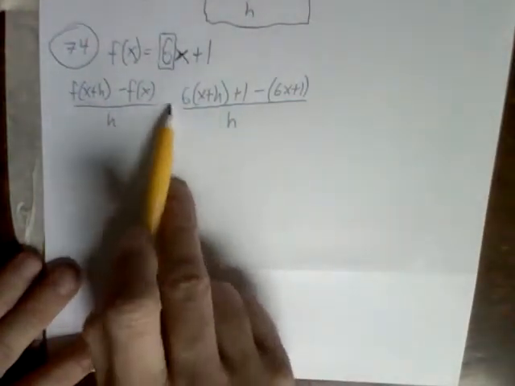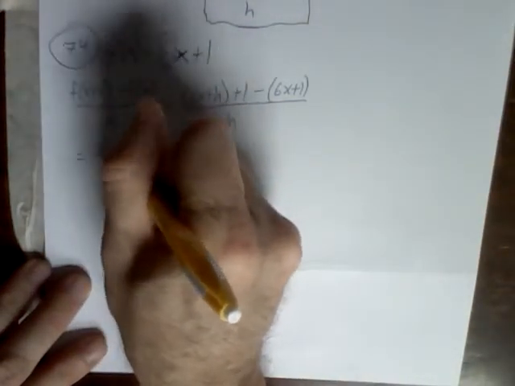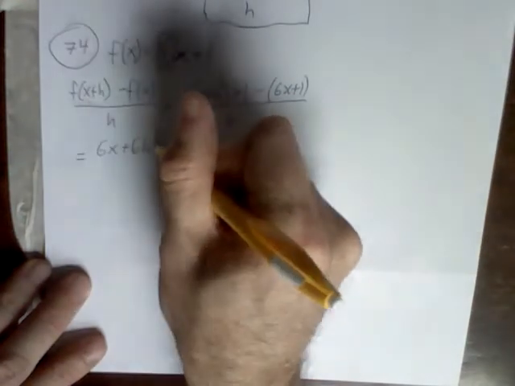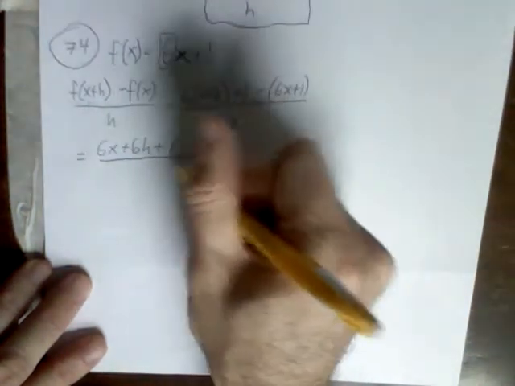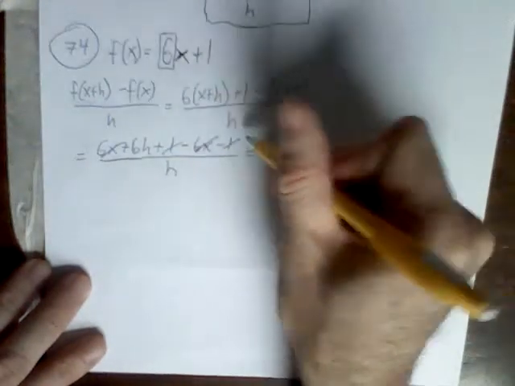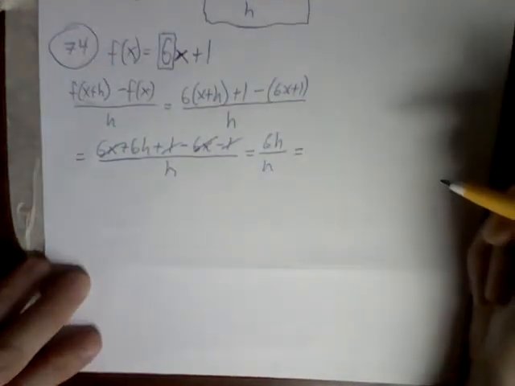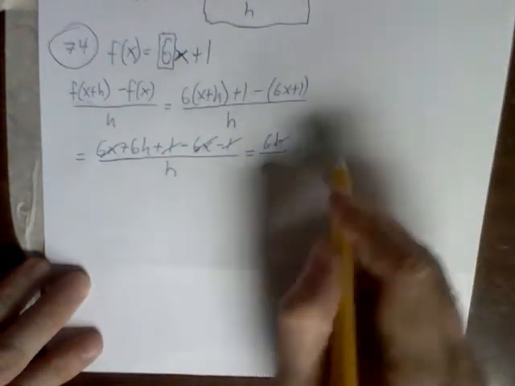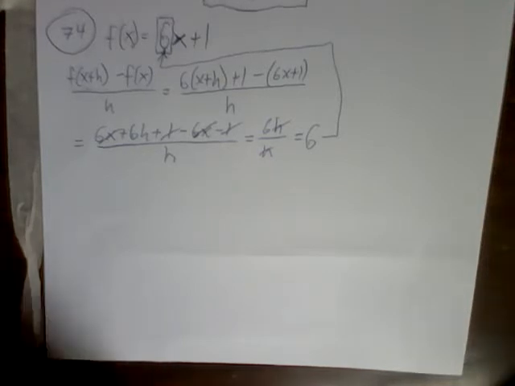Okay. Now you want to distribute and combine like terms and simplify. So this is equal to 6x plus 6h plus 1. Distribute the negative. Minus 6x minus 1 all over h. Okay. 6x minus 6x is 0. 1 minus 1 is 0. And you're left with 6h all over h. The h's divide out. Oh my gosh, what did we get? We got the slope. So hopefully I've convinced you a little bit that this difference quotient is nothing new. It's just a more flexible version of the slope formula that you learned in basic algebra.